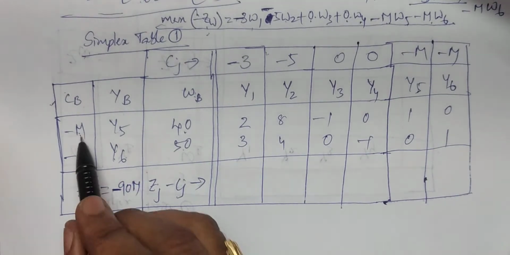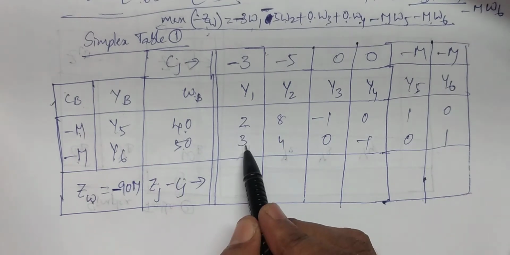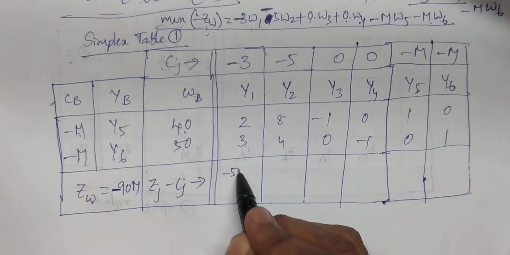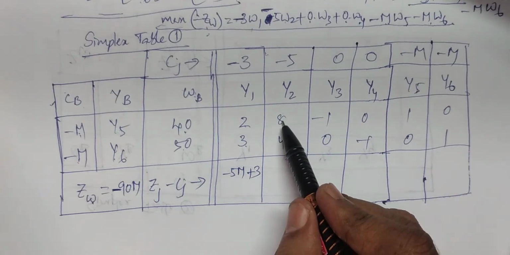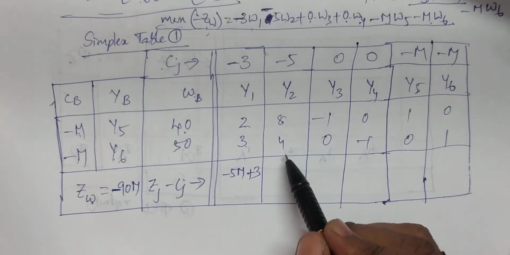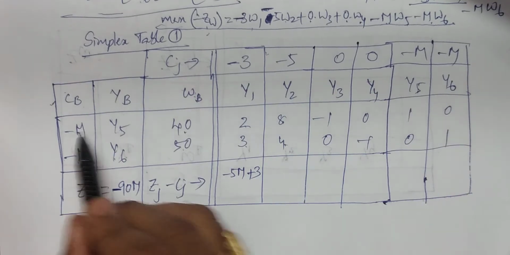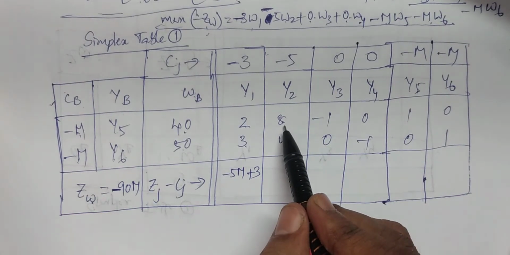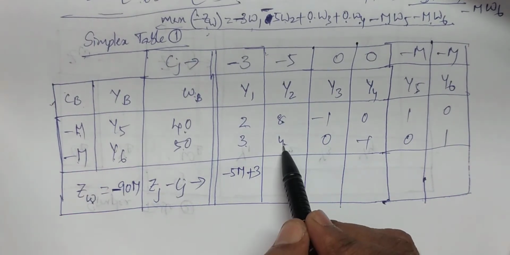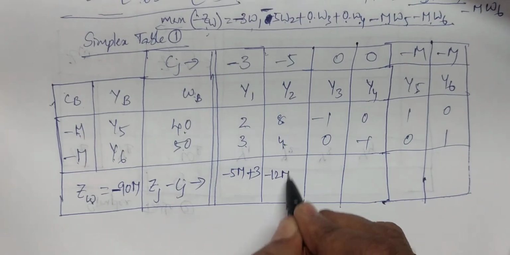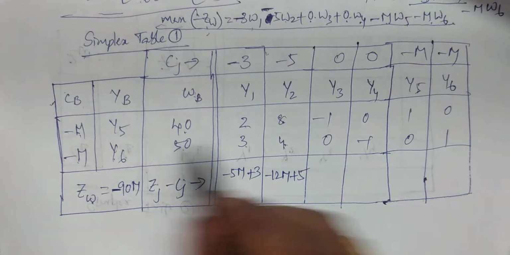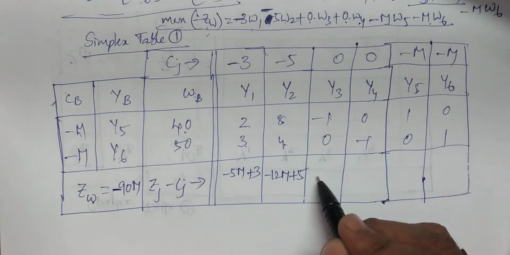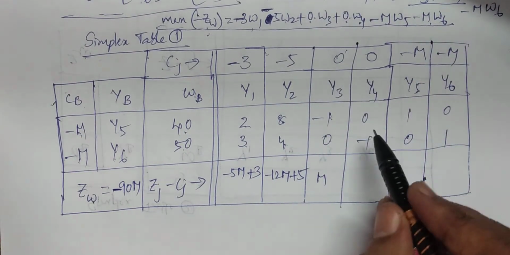Zj minus Cj: minus 2 into M, minus M into 3, minus 5M, minus of minus is plus 3. Now come to the second one, y2: 8 into minus M, 4 into minus M, you see cb yj minus cj. 8 into minus M, 4 into minus M, minus 12M, minus of minus is plus 5. Okay, and calculate here: minus M into minus 1, plus M, plus 0, minus 0, plus M.